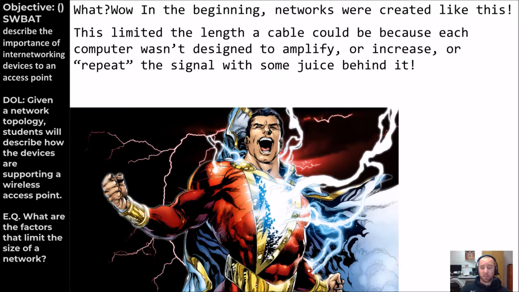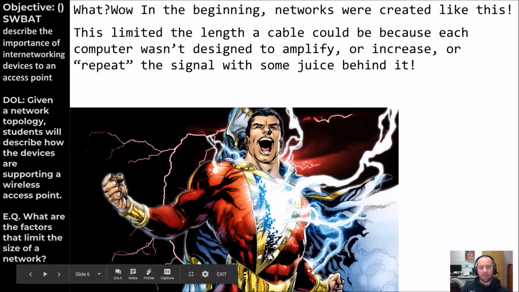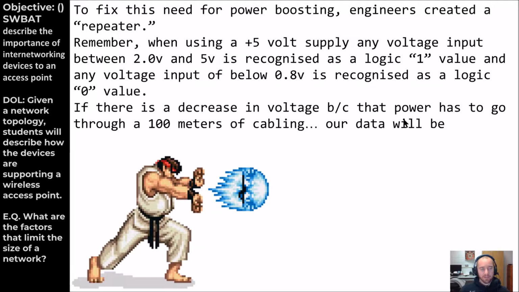And this might not be surprising for you to learn, but this severely limited the length the cable could be because each computer wasn't even designed to amplify or increase the voltage of the message that is being sent through it. So this picture is a good one to associate with the concept of having a repeater. As voltage goes through the air or through a wire, those ones and zeros start to lose some electricity. So to fix this, engineers created a concept called a repeater.